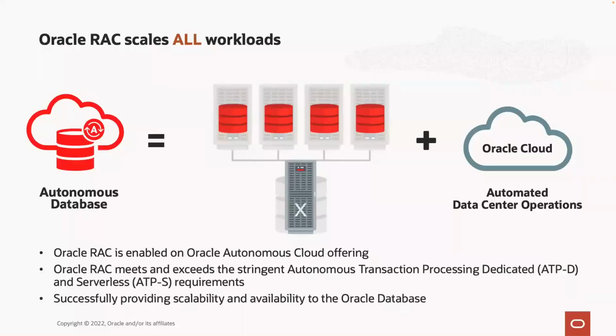And how can I claim that? If you have ever deployed anything on the Autonomous Database, what is an Autonomous Database? It's nothing but Oracle Real Application Clusters running on Exadata with all the automation and the data center optimizations of the Oracle Cloud. And we have so many customers deploying different types of applications.